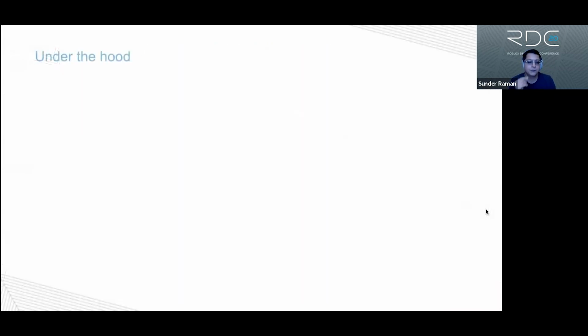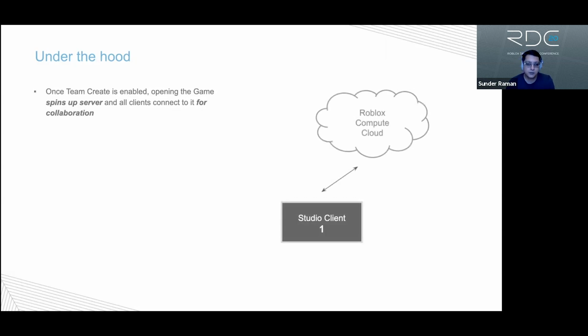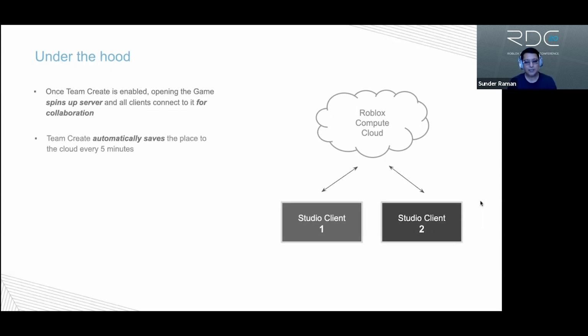Let's take a quick, detailed look at what's happening under the hood. Once Team Create is enabled, when you open up the game on one of the studio clients, it's going to spin up a server on the back end, and all the other clients connect to it for collaboration. So actions like enabling collaborative editing will require your other collaborators to disconnect so that we can spin up a new server with the updated settings. That's why in the demo, if you noticed, when I enabled collaborative editing, I disconnected from the game from both the clients and then came back in so that the new server can be spun up.